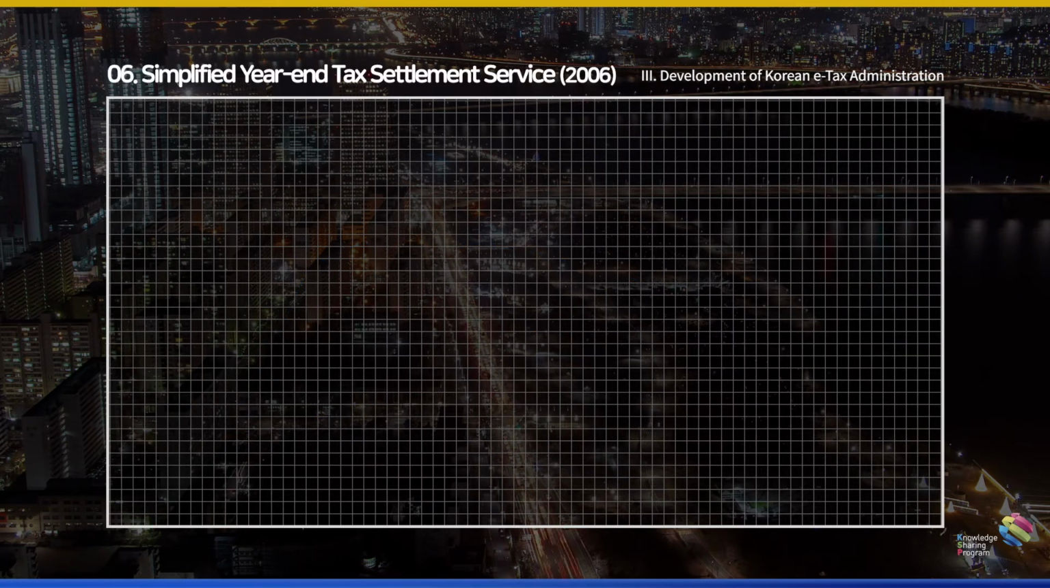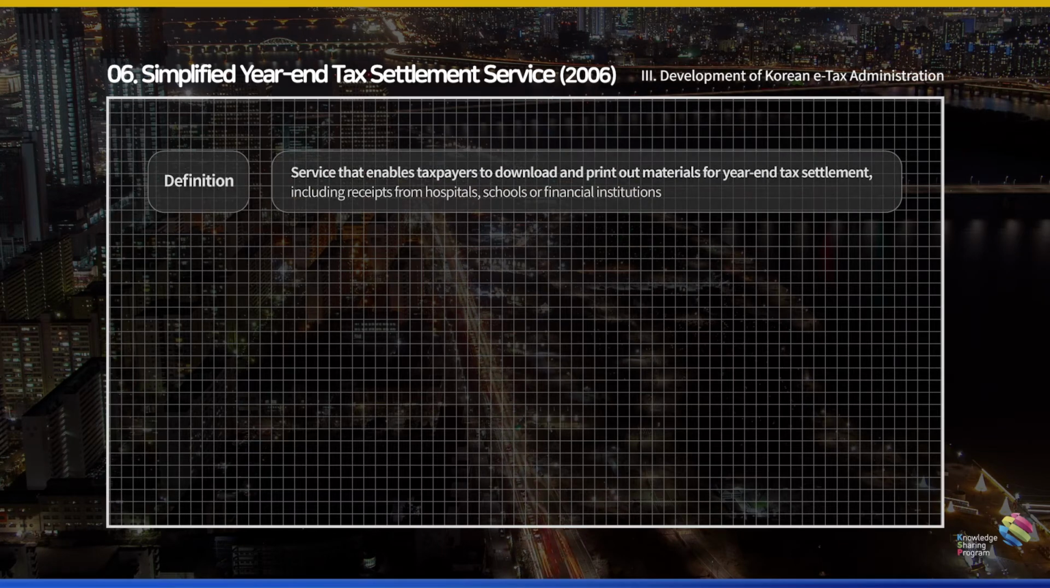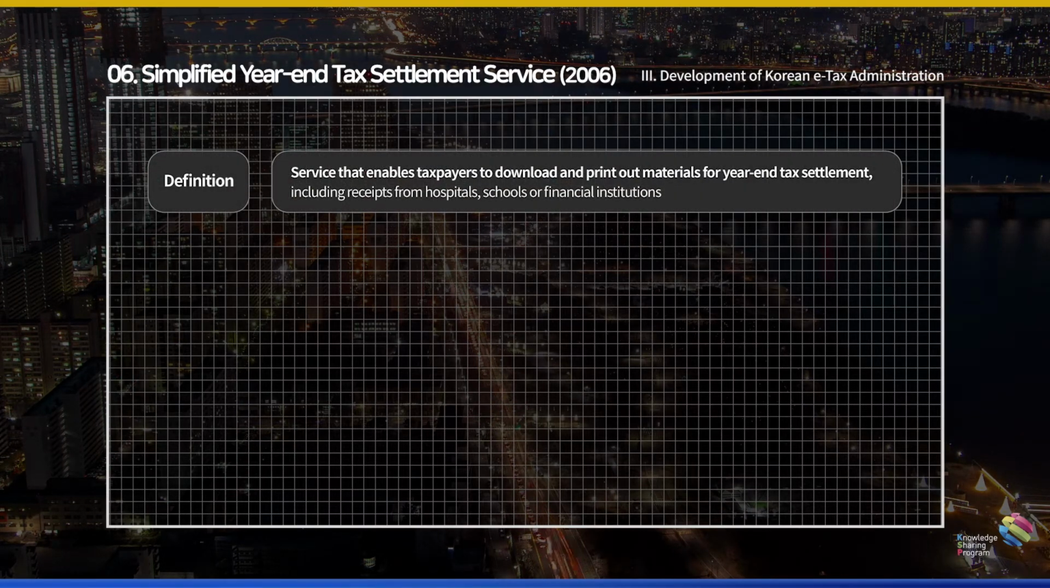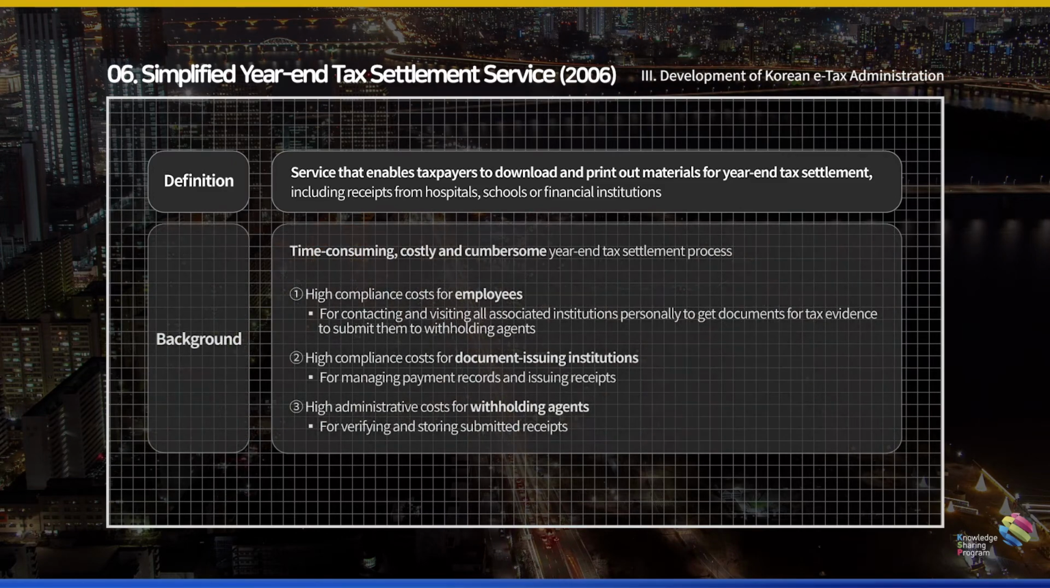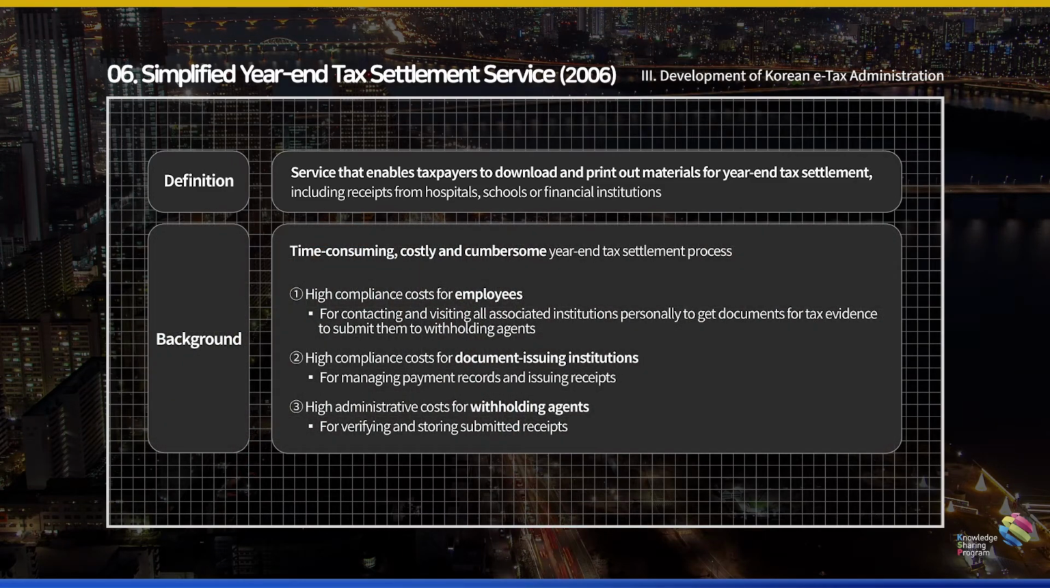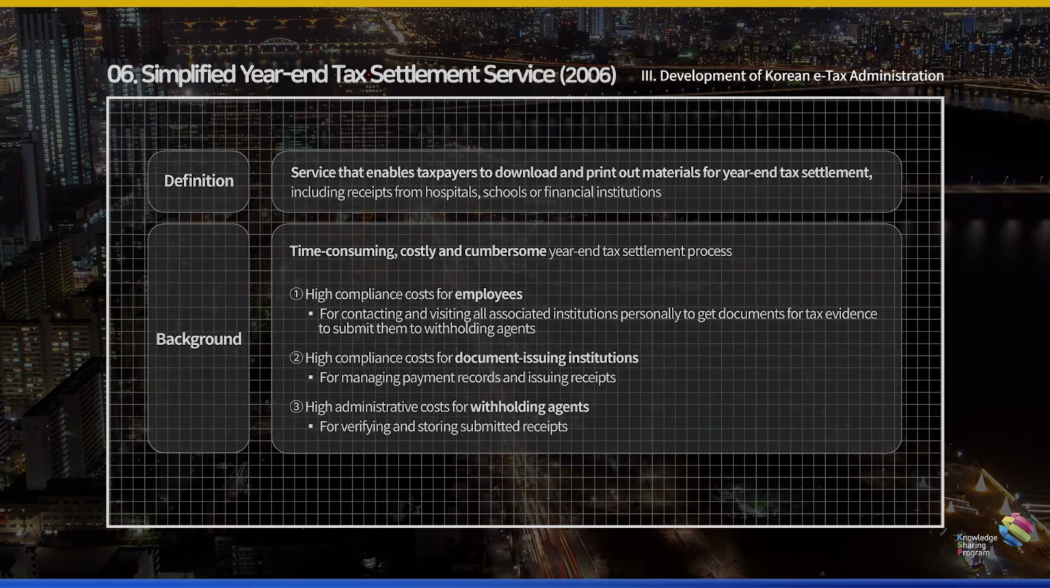A year after the introduction of the cash receipt system, a simplified year-end tax settlement service was made available. This system was designed to enable taxpayers to download and print out materials for their year-end tax settlement, including receipts from hospitals, schools, or financial institutions. There was a clear demand for simplifying the year-end tax settlement service due to the high compliance costs for both employees and document issuing institutions, as well as the high administrative costs for withholding agents.